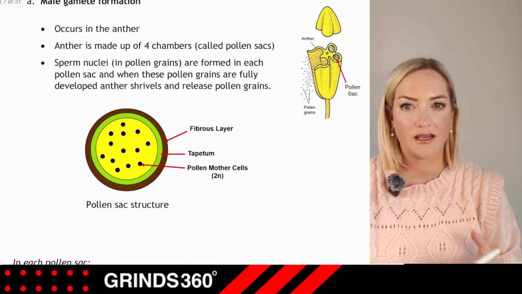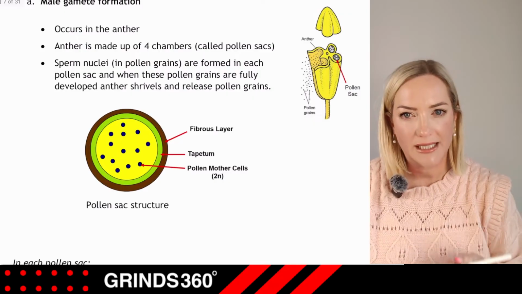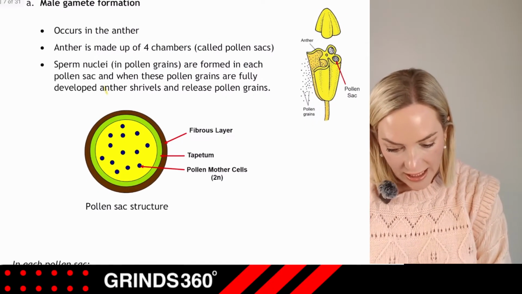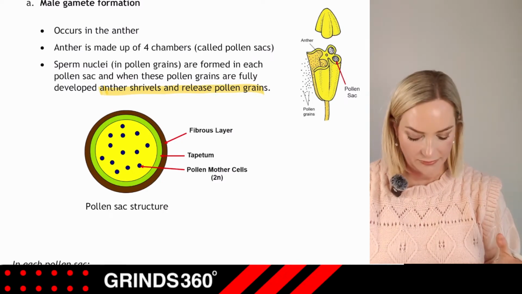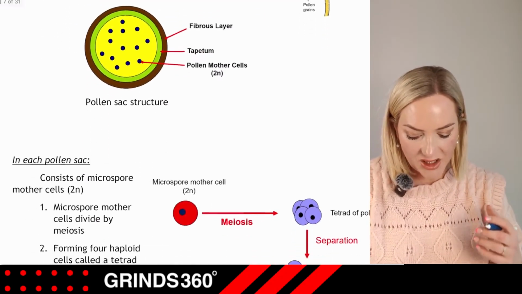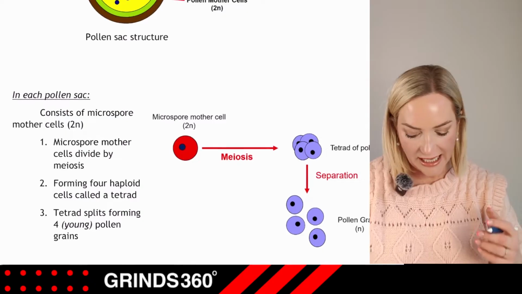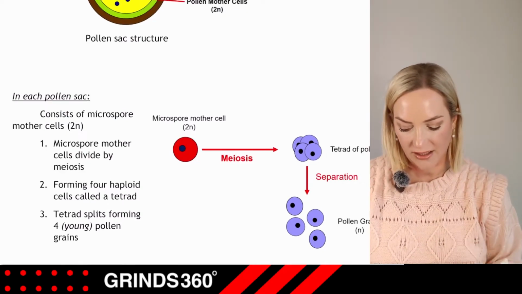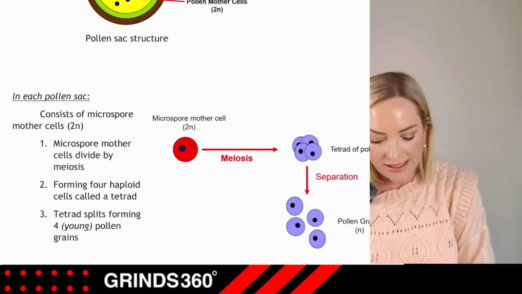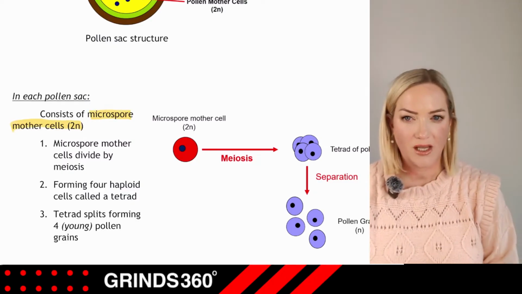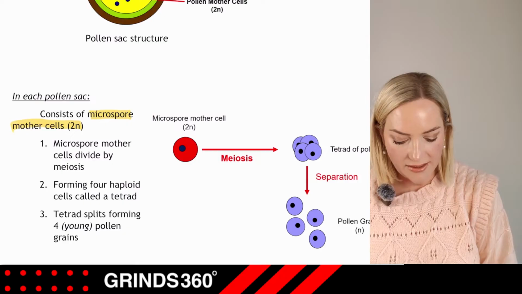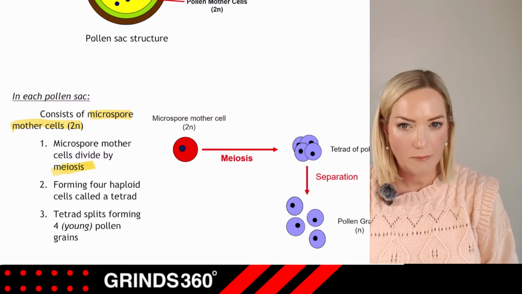So when these pollen grains are fully developed, the anther is going to shrivel, and if the anther shrivels, that's going to release the pollen. Within each pollen sac, we're going to look at how the male gamete forms. The male gamete starts from the microspore mother cell, which is diploid. Our microspore mother cell is going to divide by meiosis.